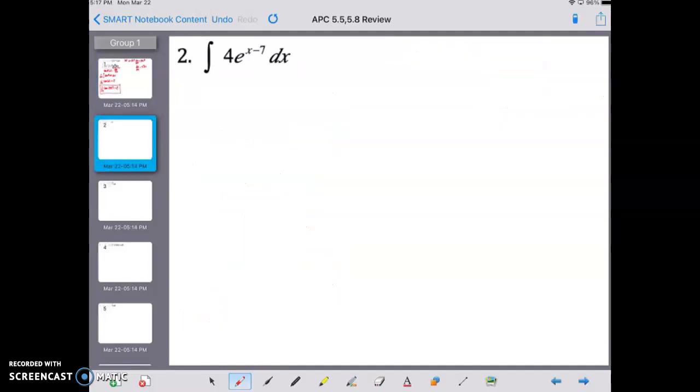In problem number 2, I have 4 times e to the x minus 7. And typically whenever we have a problem where we have e to a power, if we have a function in our exponent, that's usually what we let our u be. So for this problem, I am going to try letting u be x minus 7. Then my du dx is just going to be equal to the derivative of that. Well, the derivative of x is 1. The derivative of negative 7 is 0. And so I just need a match here for my dx. So if I multiply both sides by dx, I get du is equal to dx, because 1 times dx is just dx.